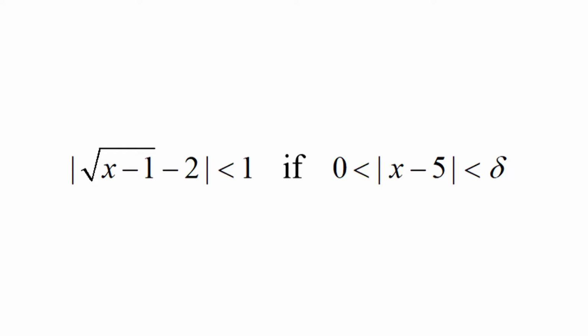Here we have to find a delta greater than 0 such that the absolute value of square root of x minus 1, minus 2, is less than 1 if 0 is less than the absolute value of x minus 5, which is less than delta.